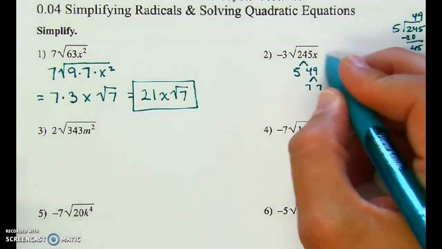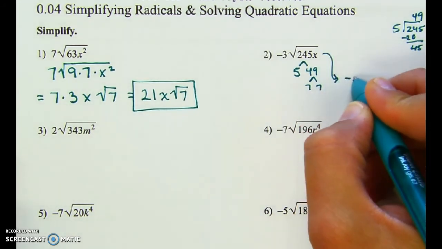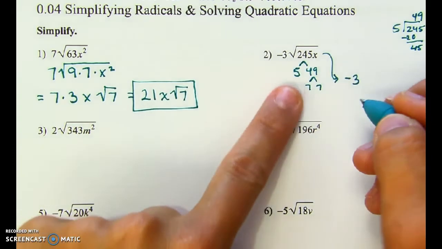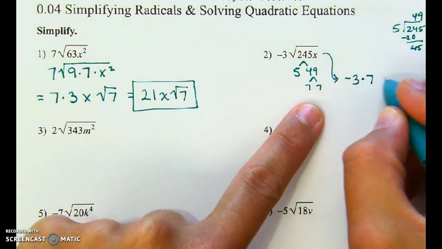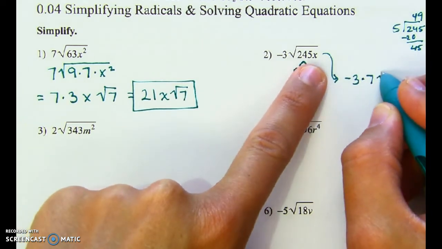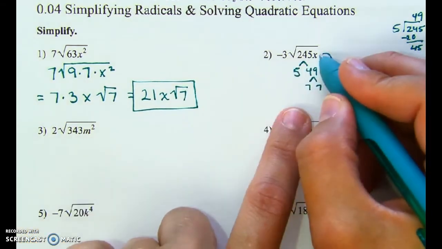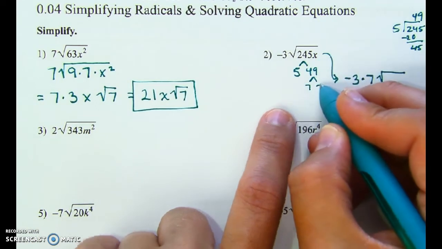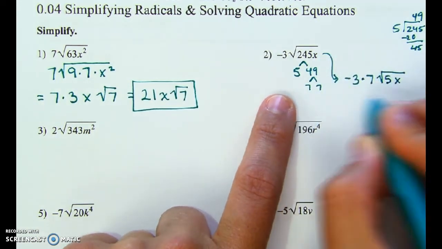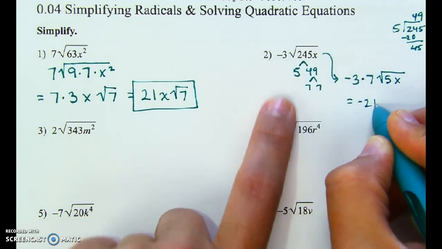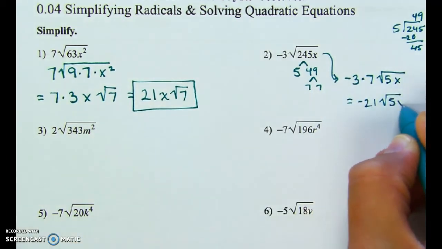So where is this going? Let's go down here. Negative 3. Does the 5 get to come out? No. Does a 7 get to come out? Yes. Does the x get to come out? No, because there's no second x. For every 2, 1 comes out. So the 5 is stuck in square root jail, and so is the x. Final answer is that.